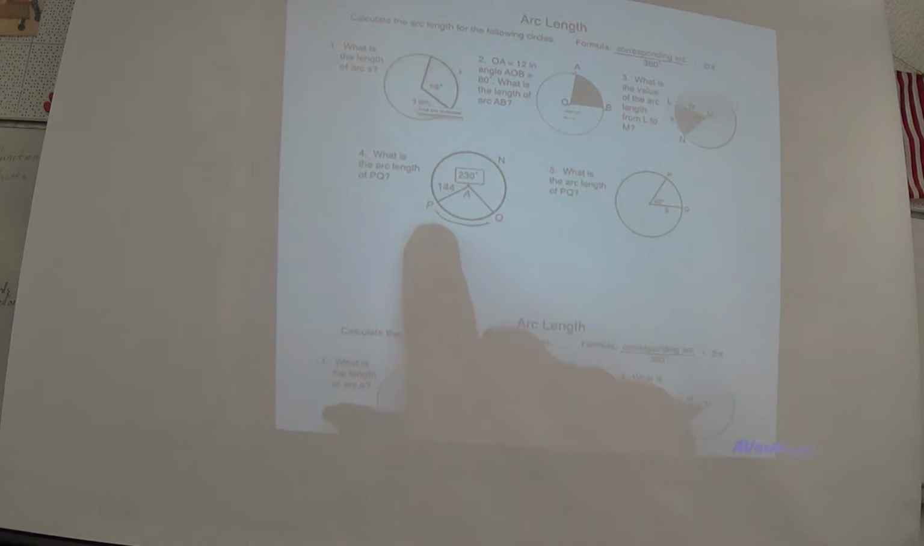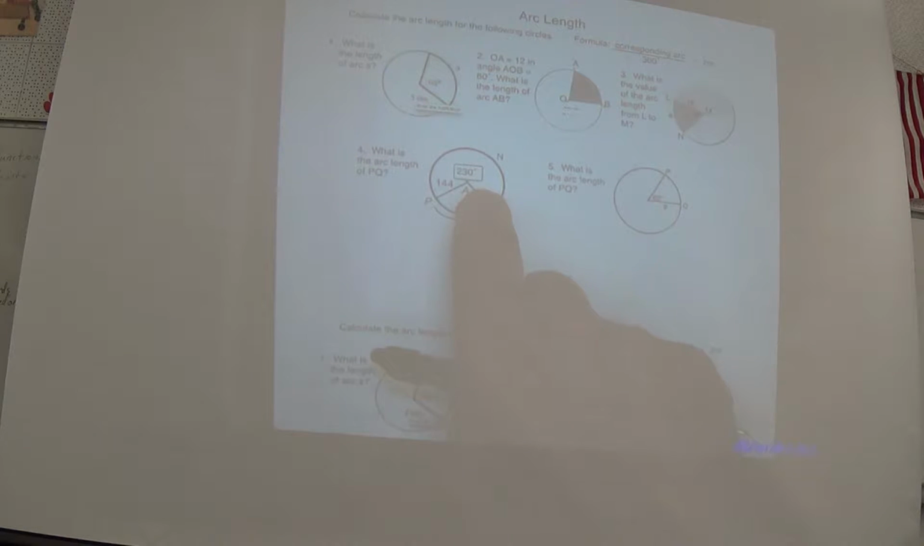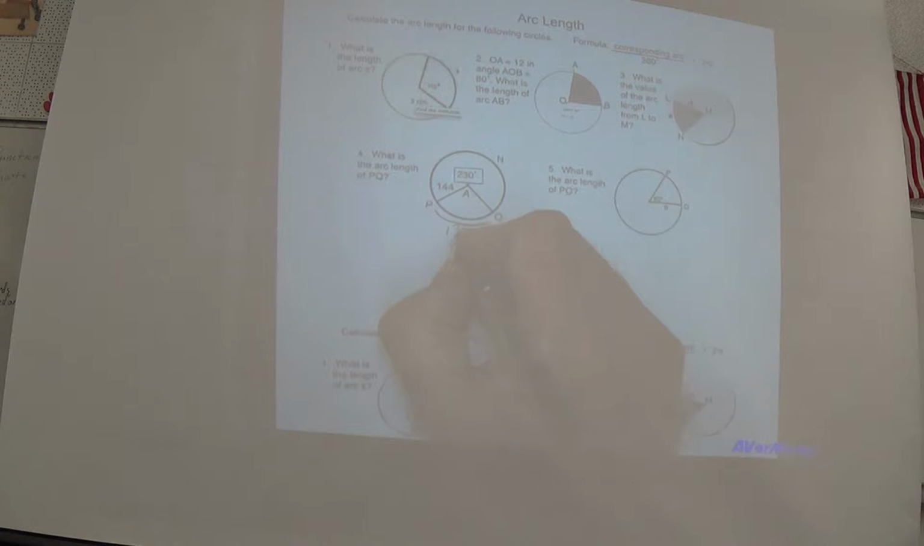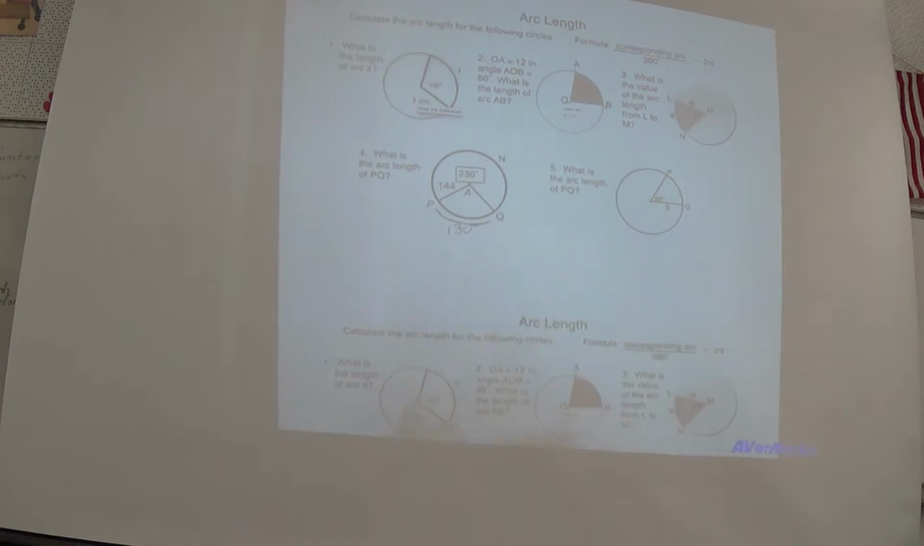So I need to know the arc measure of the arc we're trying to find. And since this is a central angle, and that's 230 degrees, if I take 360 and I subtract 230 degrees, we get 130, right? 130. So that means the measurement of this arc would be 130. So we're just going to mark that real quick. This would be 130 degrees.